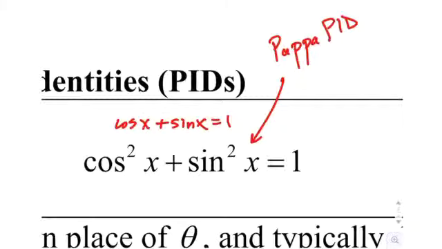No. I could take the square root of both sides. The square root of 1 is 1, but the square root of cosine squared plus sine squared is not cosine plus sine, because these are terms, not factors. So they have to be squared before you add them together in order to equal 1.